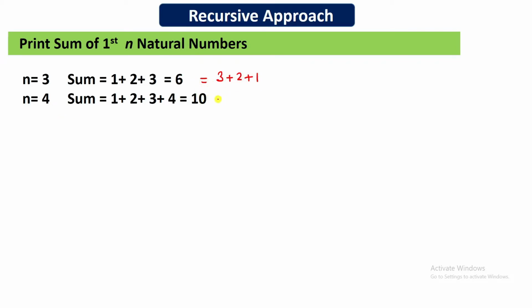For n equal to 4 also, if I start adding 4, then 3, then 2, then 1, the sum will be 10. So I can add in any manner. Either I can start from n down to 1, or I can start adding the numbers from 1 up to n. Both will give me the same answer.